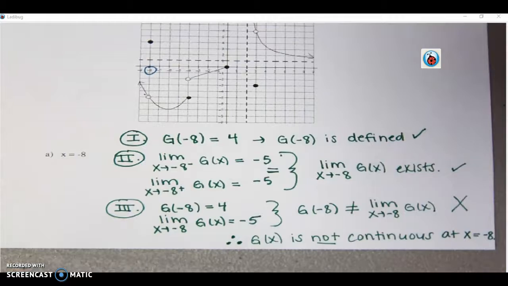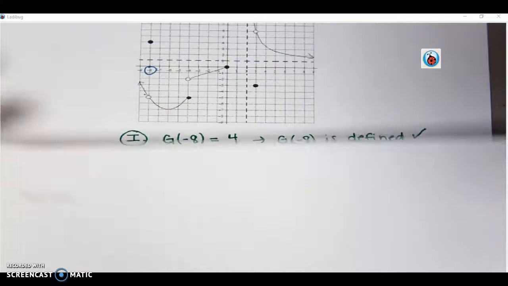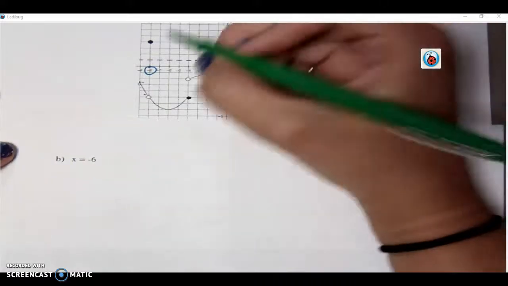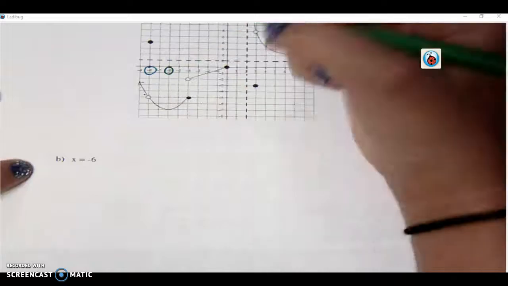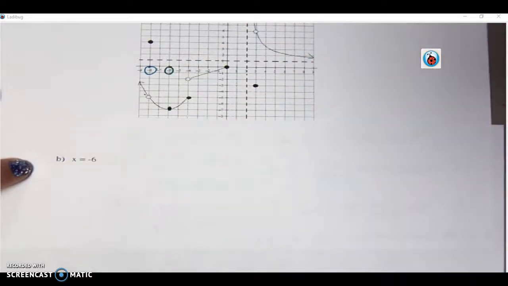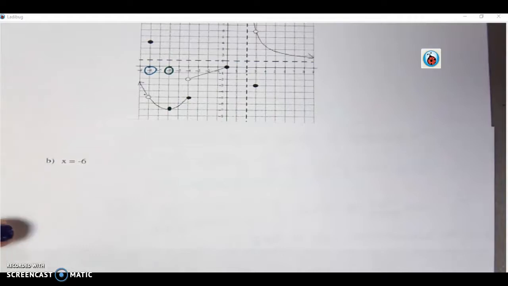Alright, so for the next one, we're going to use the same graph, but we're going to be looking at x equals negative 6. Okay, so negative 6 we're looking at here. If you look at negative 6, we do have a continuous graph there, so our answer should reflect that this should be continuous. But we're going to use that 3-part definition.